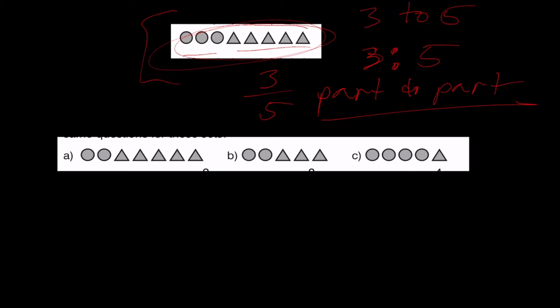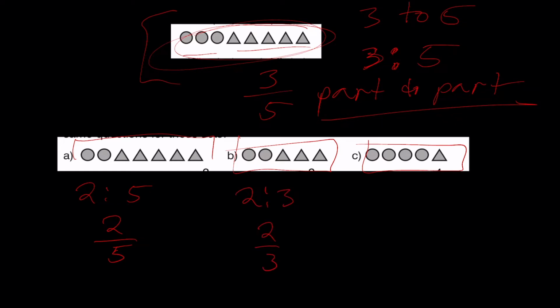So I can write this part here as a ratio, which would be 2 to 5. And then if I needed to write it as a fraction, it would be 2 of 5. So 2 of 5 would be circles. And it's a comparison. Okay, so how would I write the next 2? Pause the video, please. So that would be 2 to 3. And then if I needed to write it as a fraction, and this would be 4 to 1.